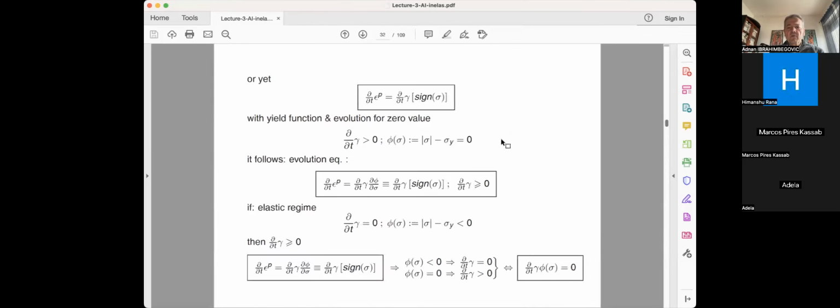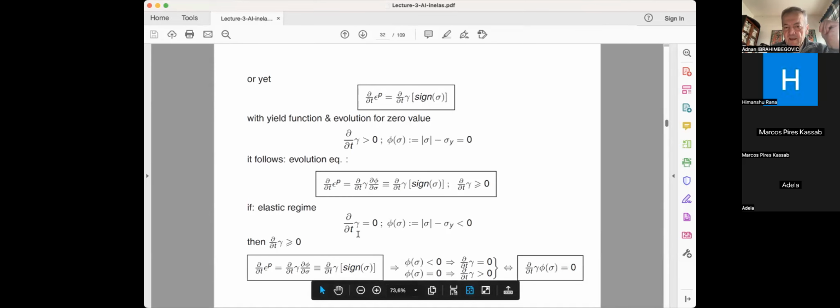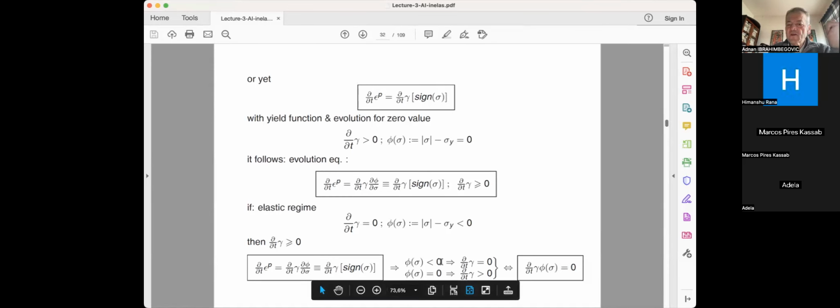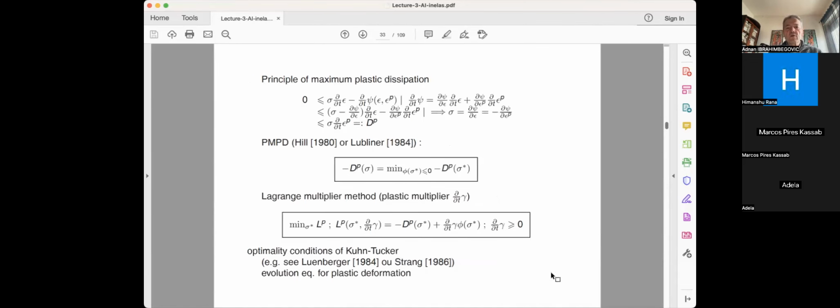So basically, if I want this to be extended to the elastic case, I can say that gamma dot should be equal to 0. That means there's no change of plastic deformation, and phi should be negative. In other words, the absolute value of sigma should be smaller than sigma y. And so then I can take these two conditions together and produce something called the loading-unloading condition, which says that either phi is negative and gamma dot is 0, or phi is 0 and gamma dot is positive. In other words, the product of gamma dot and phi is always equal to 0. You'll see in a moment these are called the Kuhn-Tucker conditions. Well, here's the moment that we talk about that.